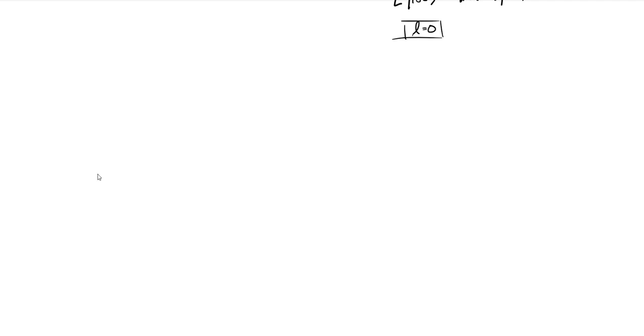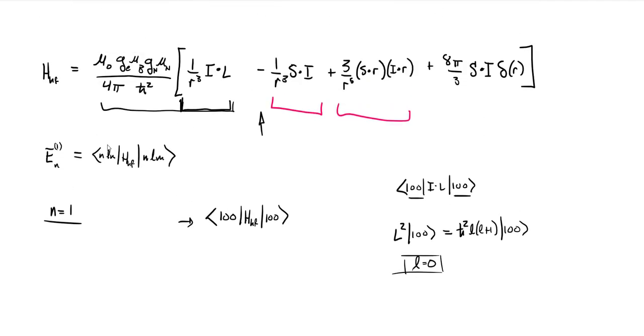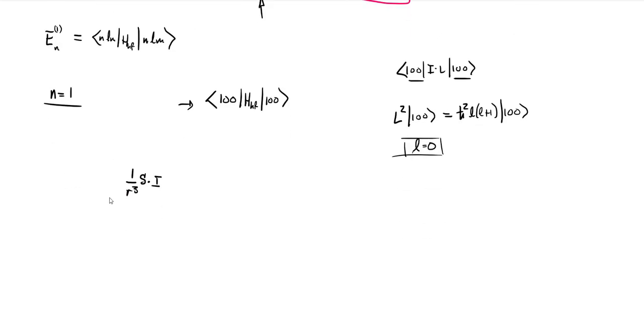If we think of those terms, the first one of those is going to be 1 over r cubed, S dot I. And if we look at that, S and I, these spin operators, correspond to the intrinsic spins of the electron and the proton. Those don't change. Those are intrinsic properties. They don't change based on where you are in r, so those are going to be even about the origin, right?